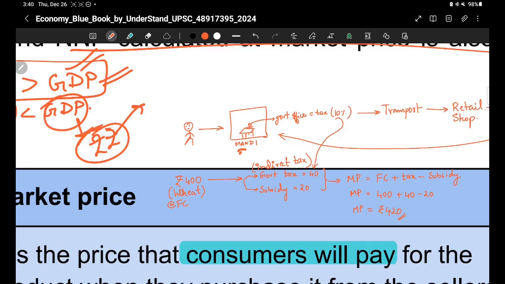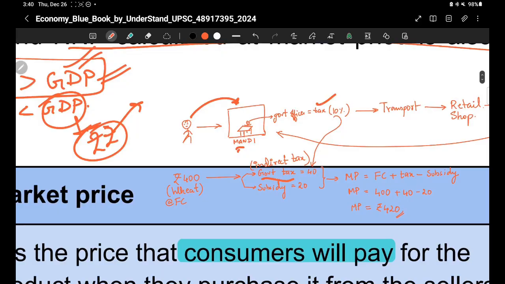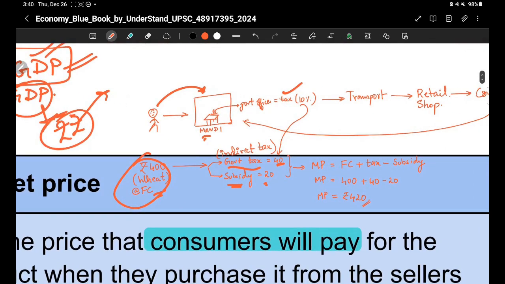So that 10% is nothing but goes to the government for him to get the facilities of the Mandi. That's why they're charging this 10% tax. So let's say 10% of 400 is how much? 40 rupees. Okay, then this wheat, this price, no, already has subsidies. We have that subsidy amount was how much? 20 rupees. Okay, when we're calculating market price now, what we need to do is we need to see the factor cost, add the tax, and subtract subsidy.